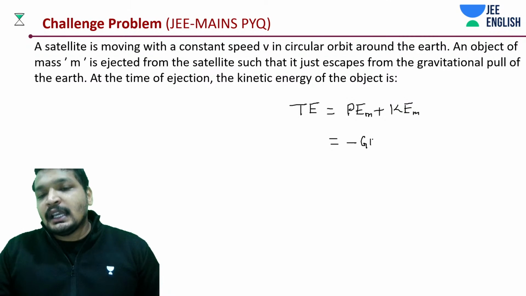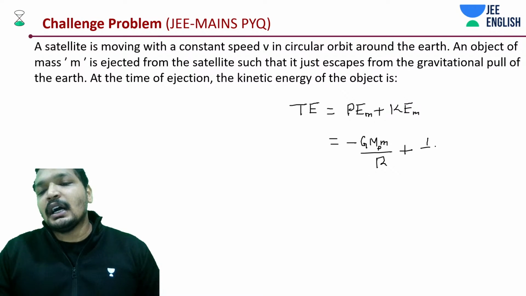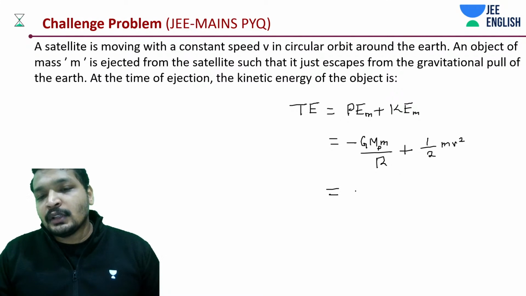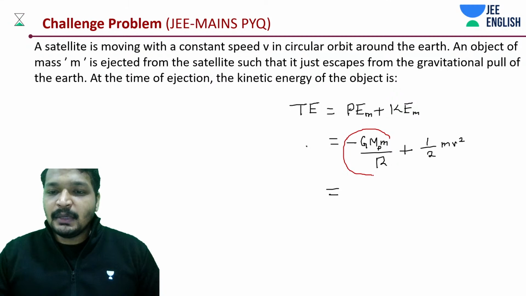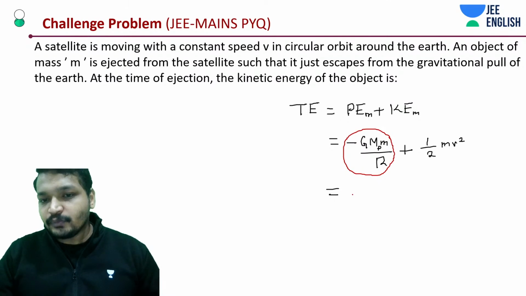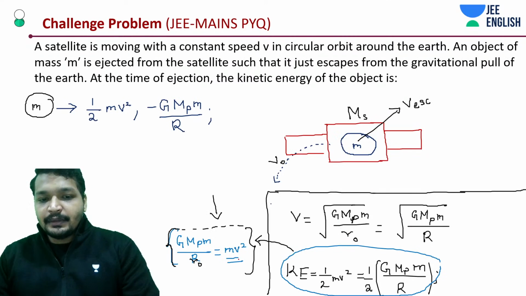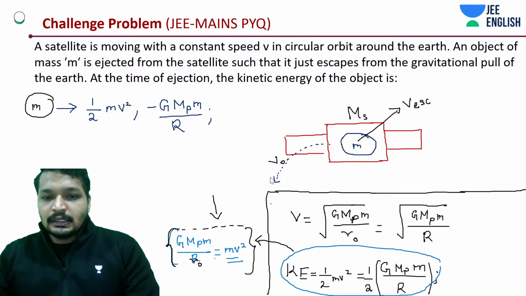like minus G Mp m by r, and this is going to be like half m v square at the moment. So I'm going to do a small thing. I'm going to substitute this value that we just wrote. Okay, but there's a negative sign if you noticed it. This is going to be mv square, right? Going to be like these.